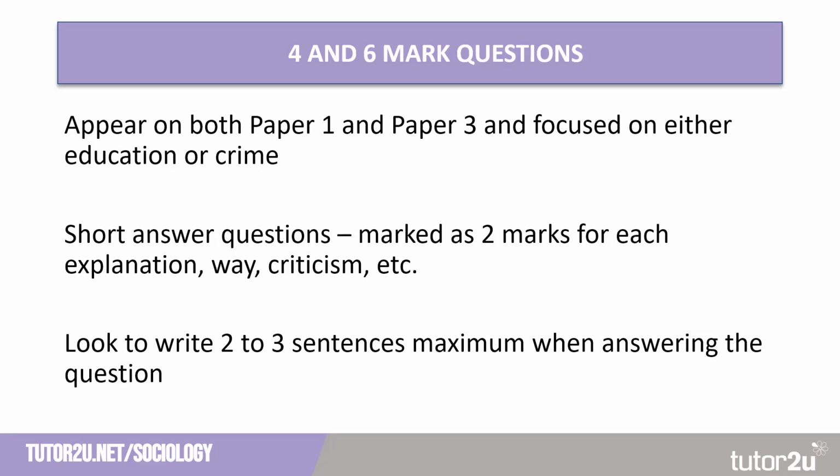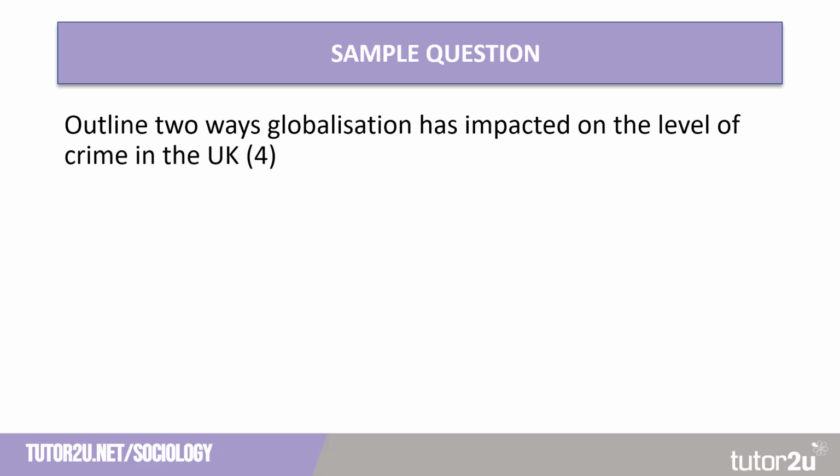Your first sentence will usually be identifying a cause, and your second and subsequent sentences will be about explaining the effect that has. If we look at a sample question here, this question says outline 2 ways globalization has impacted on the level of crime in the UK. So we need to find our cause and our effect.